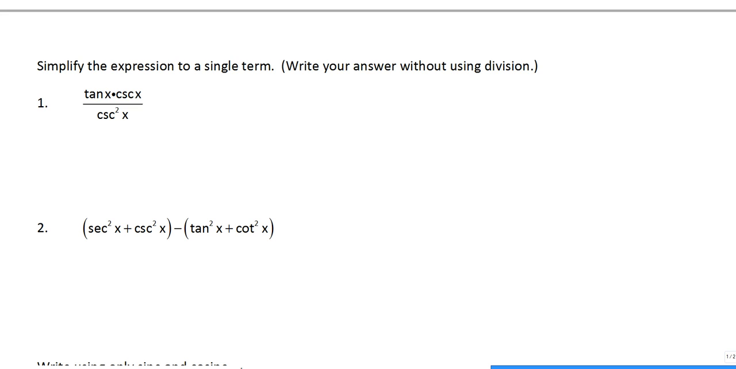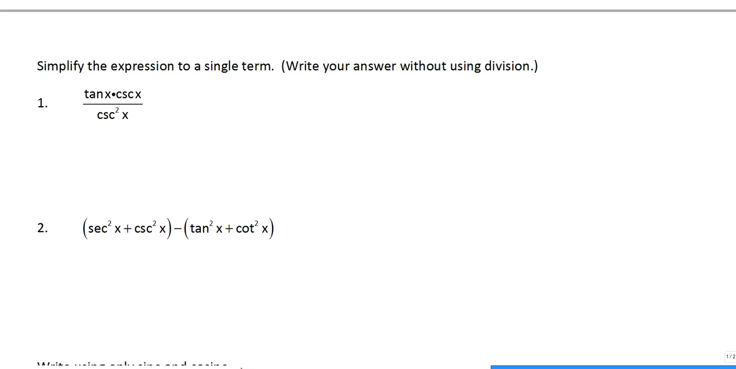So the first two examples, we're going to simplify an expression to a single term without using division. Now, when we say single term, we don't mean that you can't write more than one thing. I mean, we could have multiplication if it can't simplify any further.